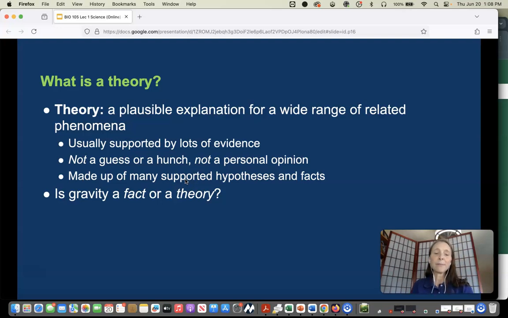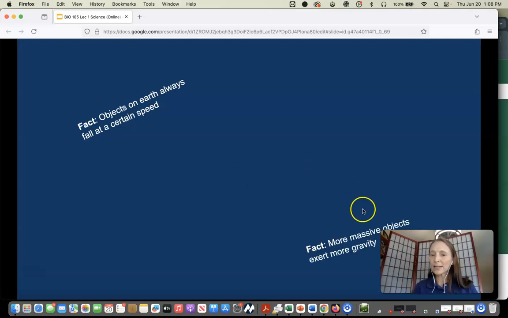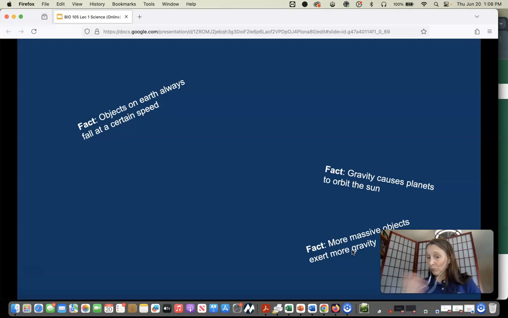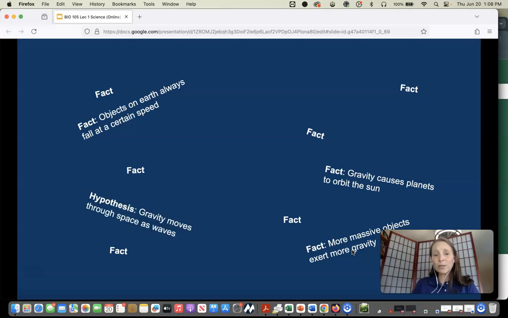So let's look at an example of this. Is gravity a fact or theory? Let's look at a couple different facts. For example, when we talk about gravity, we know that we have this fact that objects on Earth always fall at a certain speed. Okay, so that's a fact. We also know that more massive objects are going to exert more gravity. That's a fact that we know. We also know that gravity causes planets to orbit around the sun. So we have all these facts, right? And then we can list more and more facts about gravity.